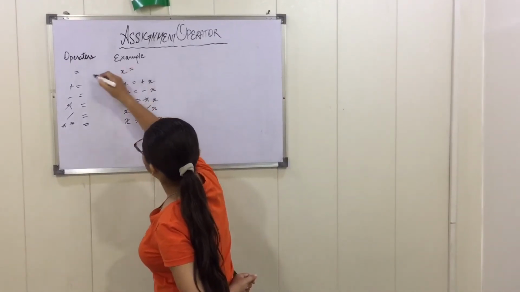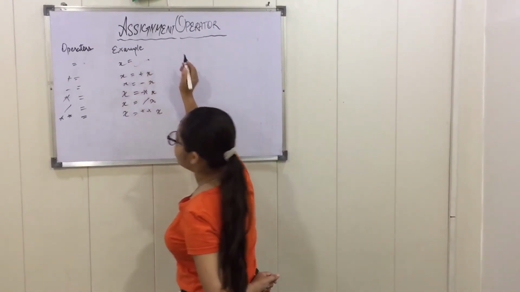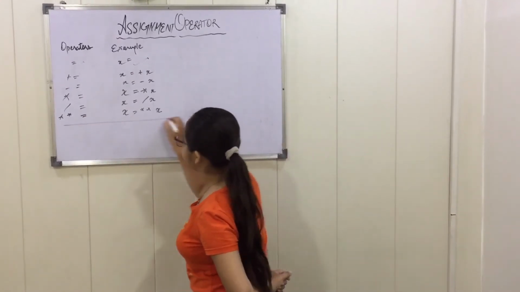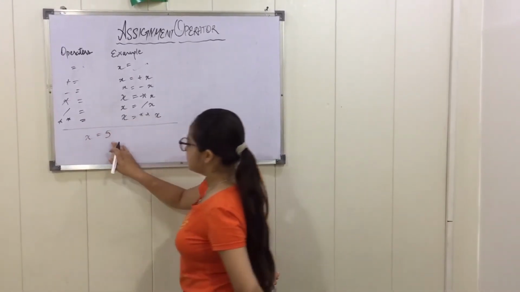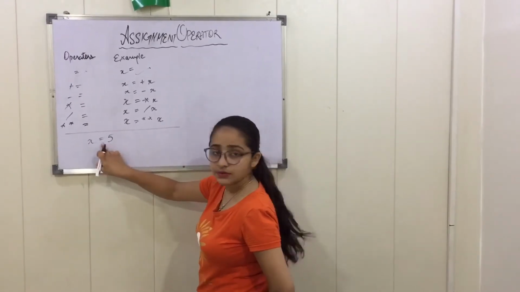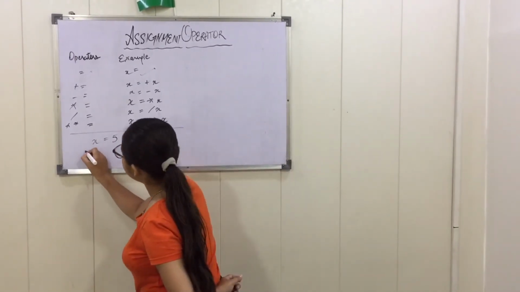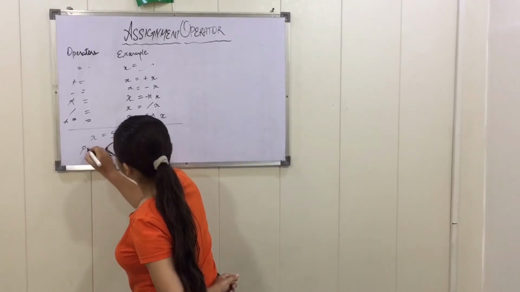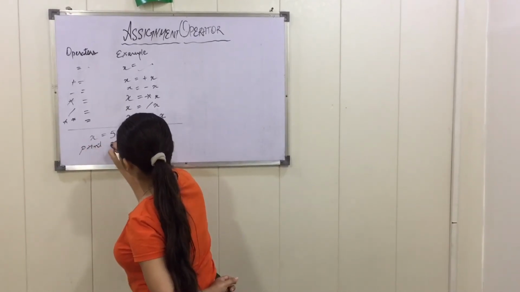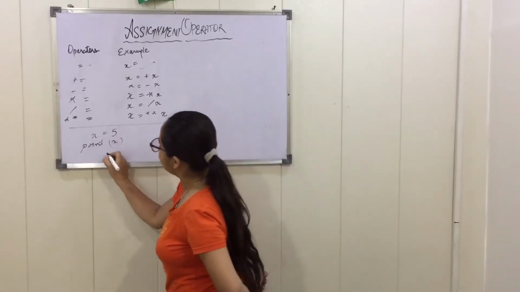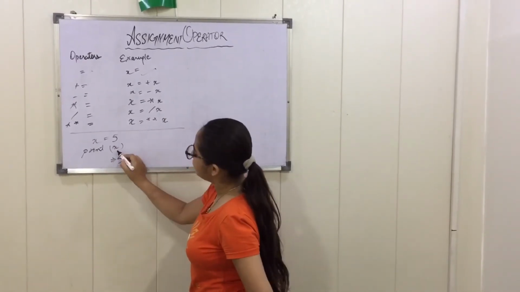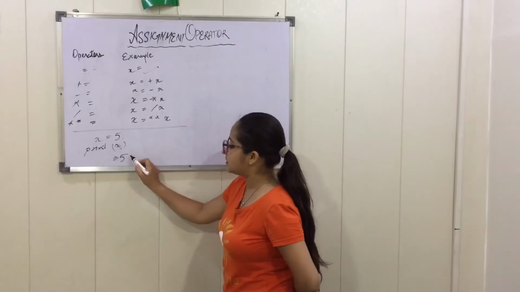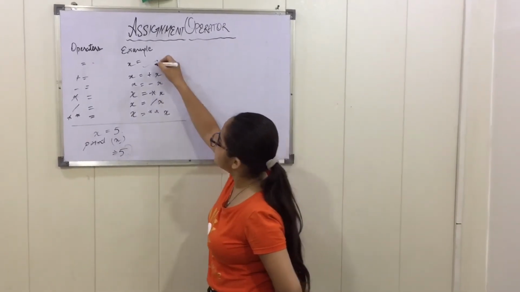Suppose our first example is only the equals to operator. It can be used like x equals to 5. This is the simplest operator, equals to only. In the next line we can print the value of x. So in the output we get the value 5. The value of x is 5. This is the output for the first example.